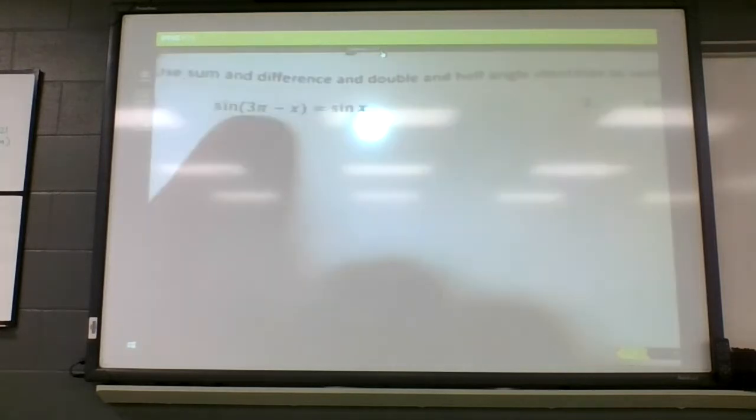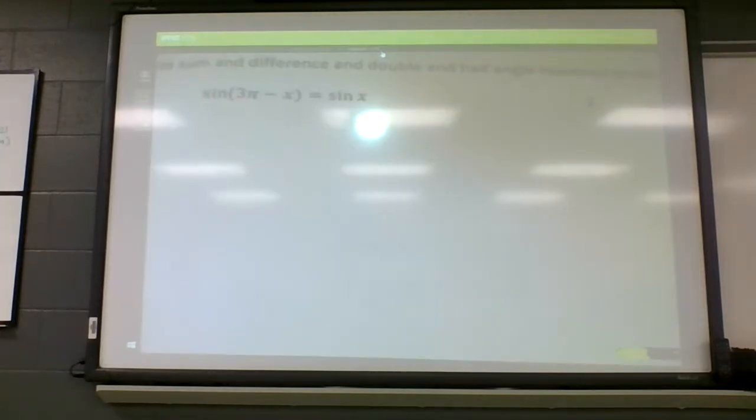All right. Okay, so what we're going to do is we're going to use the sum and difference, double angle, half angle identities now to do some of these proofs, all right? So before, it was everything else on your orange sheet, right? You could do the reciprocals or the Pythagorean identities or the quotient identities, right? But now we're going to add the 3 identities that we've been working with for the past week or so.